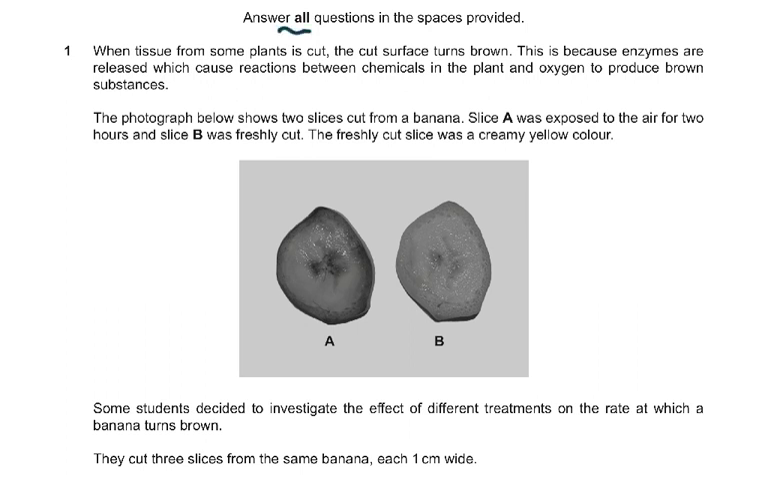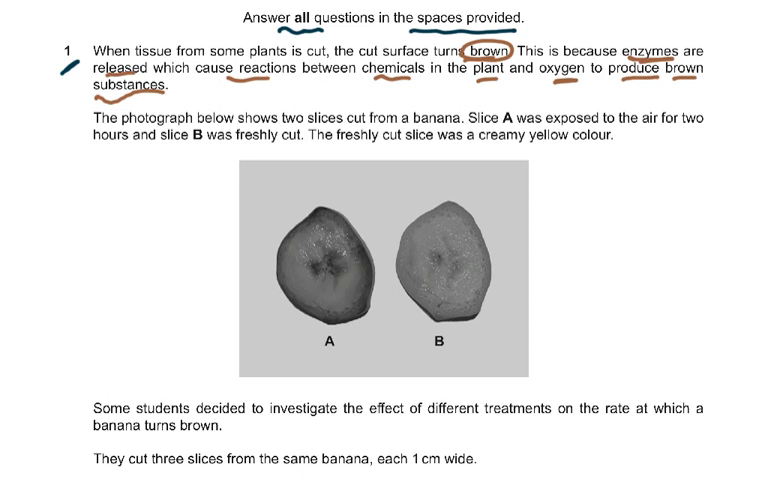Now, as you all know, we have to do all the questions in this. There's no choice in this, and you have to do it on the paper. Question number 1: when tissue is cut, the cut surface turns brown. So, important that we know that it turns brown. This is because enzymes are released when you cut an apple. Enzymes are released which cause reactions between chemicals in the plant and oxygen of the air to produce brown substances.